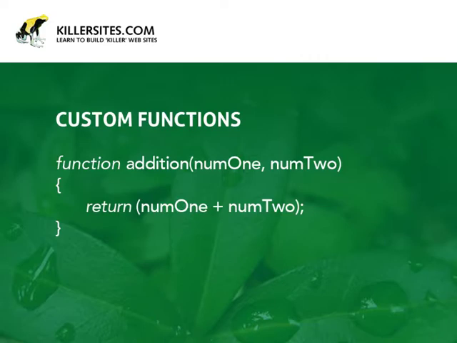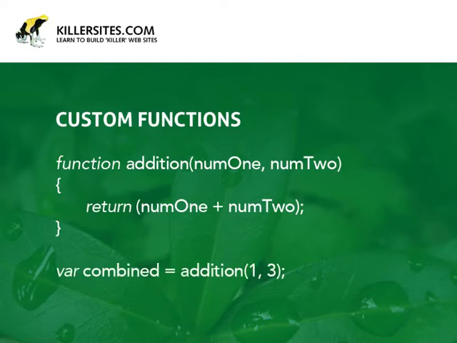If we want to call a function, for example this addition function just above, we can do this. We say var combined, in this case we're creating a variable, that's going to hold the results from addition. We're passing in 1 and 3. So we're going to call the addition function, we're passing in 1 and 3, that variable that we created called combined will equal 4.